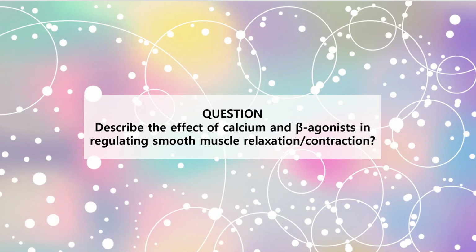And our final question, which I expect you to have the answer to in class. Describe the effect of calcium and beta agonists in regulating smooth muscle relaxation and contraction. So tell me the effect of calcium and beta agonists in regulating smooth muscle relaxation and contraction. All right, so this is where we end today's lecture.